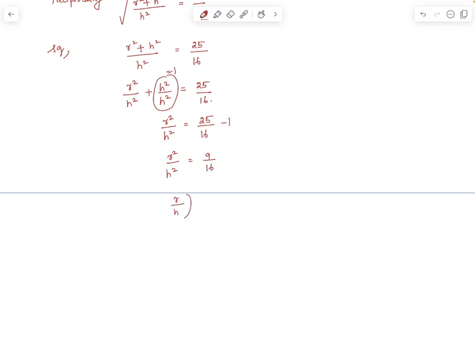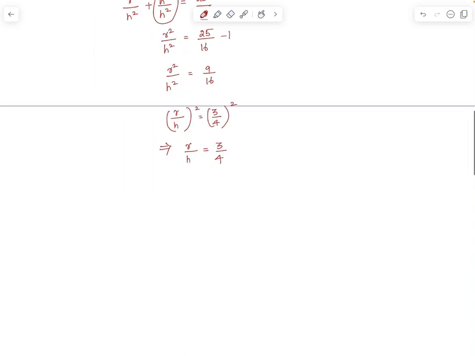R by h the whole square is equal to 3 upon 4 the whole square, which implies that r upon h is 3 upon 4. So the ratio of the radius and the height is 3:4.